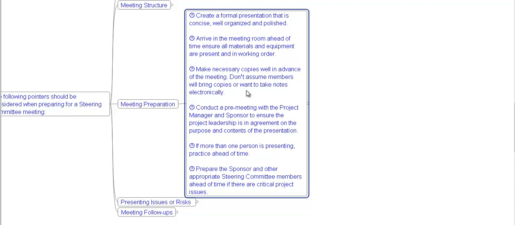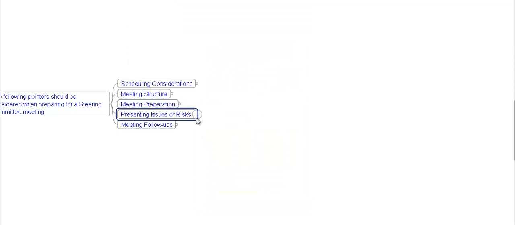Conduct a pre-meeting with the project manager and sponsor to ensure project leadership is in agreement on the purpose and content of the presentation. If more than one person is presenting, practice ahead of time. Prepare the sponsor and other appropriate steering committee members ahead of time if there are critical project issues. Presenting issues or risks.